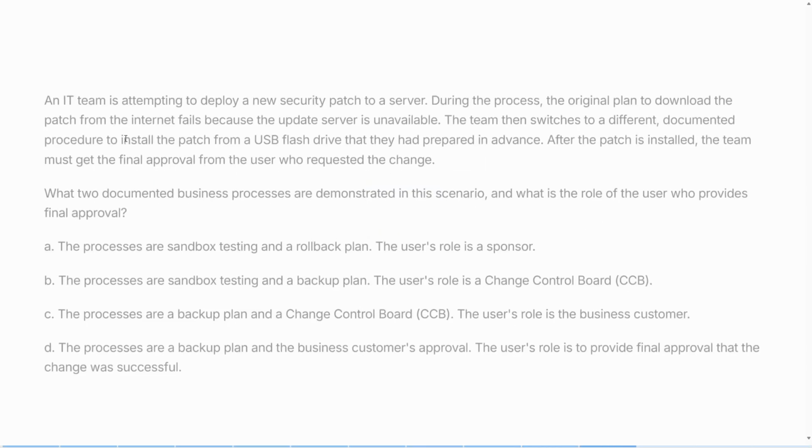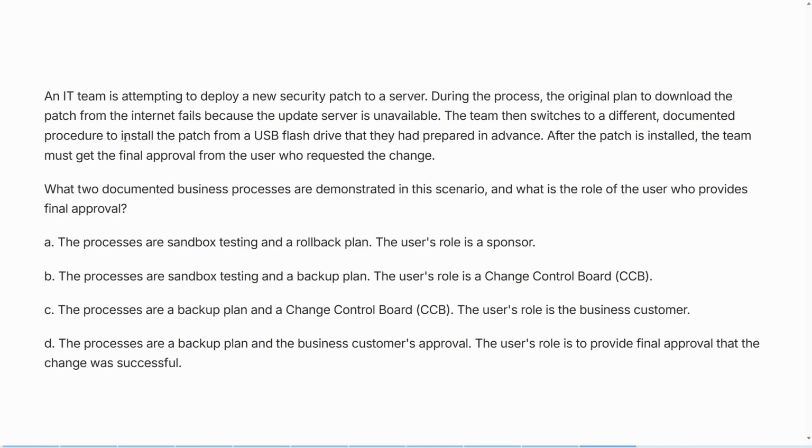Let's move to our next and final multiple choice question, which is: an IT team is attempting to deploy a new security patch to a server. During the process, the original plan to download the patch from the internet fails because the update server is unavailable. The team then switches to a different documented procedure to install the patch from a USB flash drive that they had prepared in advance. After the patch is installed, the team must get final approval from the user who requested the change. What two documented business processes are demonstrated in this scenario? And what is the role of the user who provides final approval?